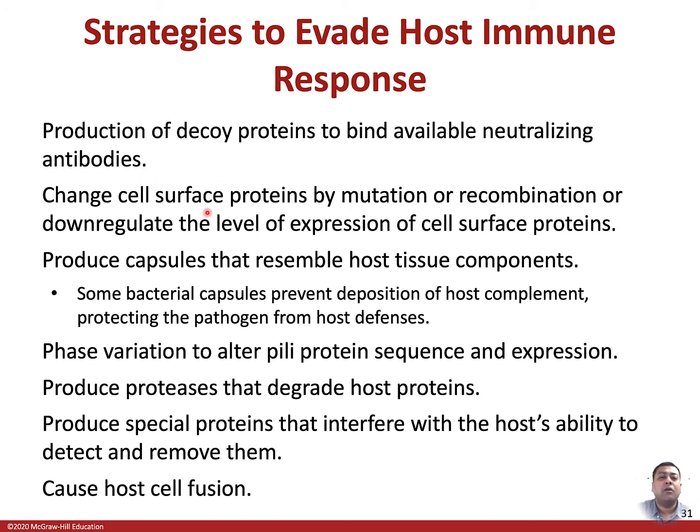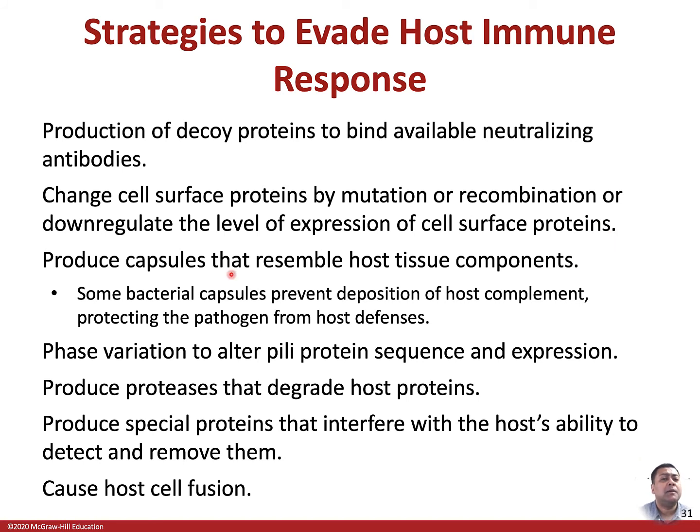On the other hand, pathogens can also change the cell surface protein by mutation or recombination, or downregulate the level of expression of some of the cell surface proteins. This is done by the influenza viruses. A viral infected cell or a bacterial infected cell will produce certain types of molecules on its surface so that the immune system understands that the cell is infected by a pathogen. Now, some viruses or bacteria can downregulate the expression of the cell surface protein, and a classic example for that is the influenza virus, as we have said.